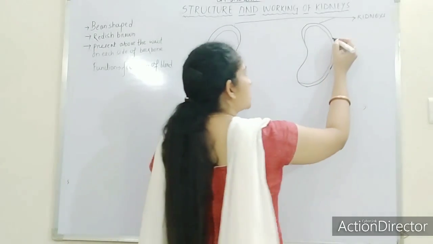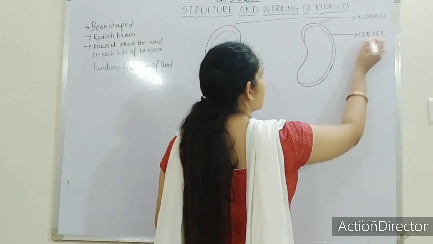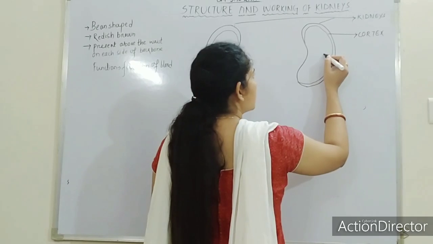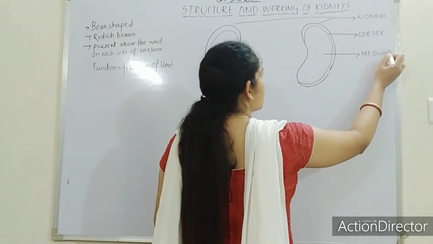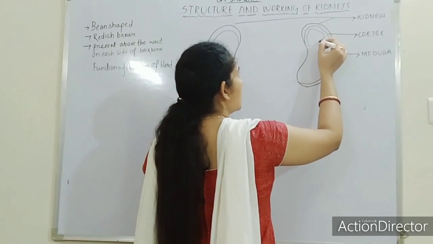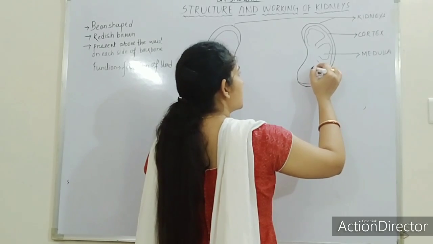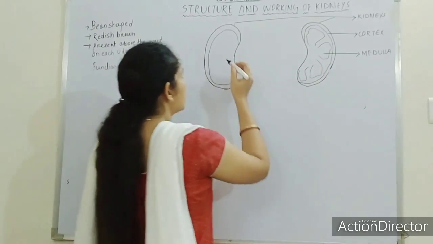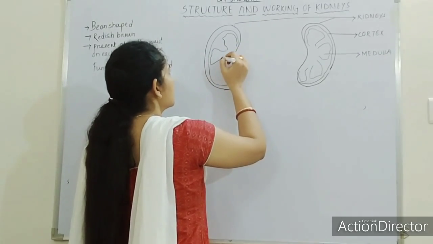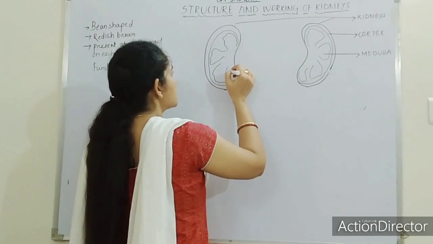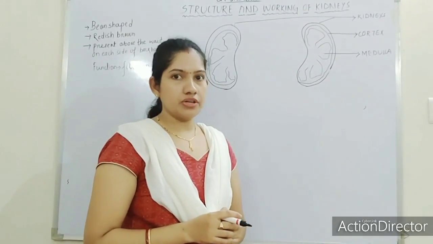Okay, it has the outer region called cortex, and the inner region called medulla. The medulla has these structures. This is the inner side of the kidney, and it has these dark colored structures. The light part is the upper part, and the dark one is the inner part of the kidney.